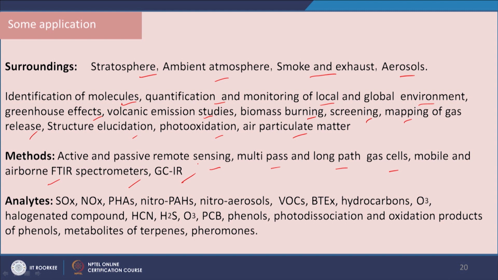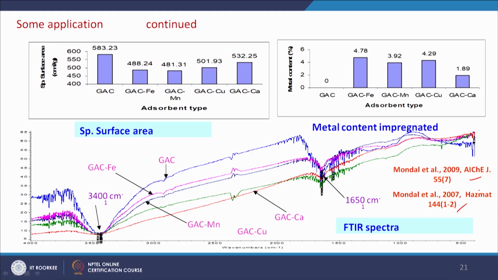These are also some methods which are used, and analytes like SOx, NOx, PAHs, nitro PAHs and nitro aerosols, volatile organic carbons and BTX and hydrocarbons, ozone, halogenated compounds, HCN, H2S, O3, PCB, phenols, photo dissociation and oxidation products of phenols, metabolites of terpenes and pheromones. So, these are different applications, and I will give you some applications which are reported in the literature.